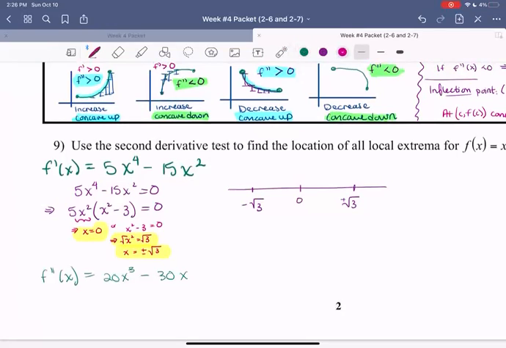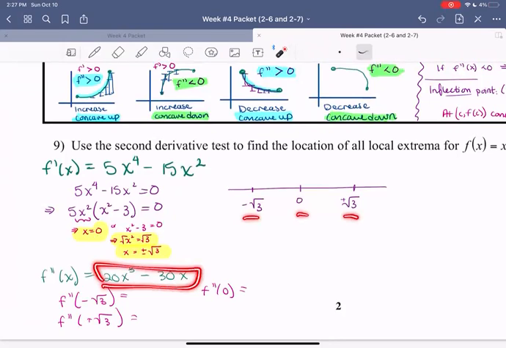So let's test each of those critical values on our second derivative. I want to determine f double prime of negative root 3, f double prime of positive root 3, and f double prime of 0. Go ahead and pause the video and work out each of those outputs for each of these critical values in our second derivative.